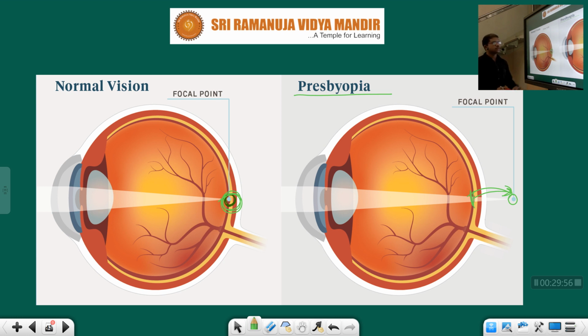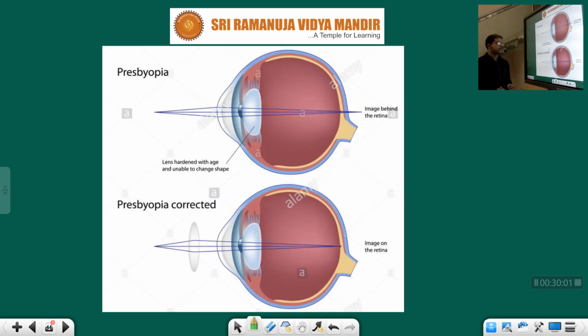This one can be corrected by using which lens, children? Convex lens. Previously we have seen hypermetropia. This is the ray diagram, children. In the first case, the image is formed behind the retina. Now the image is formed exactly on the retina and the visibility is clear, and the lens we used is a convex lens in order to correct that. Presbyopia is corrected by using a convex lens, children.